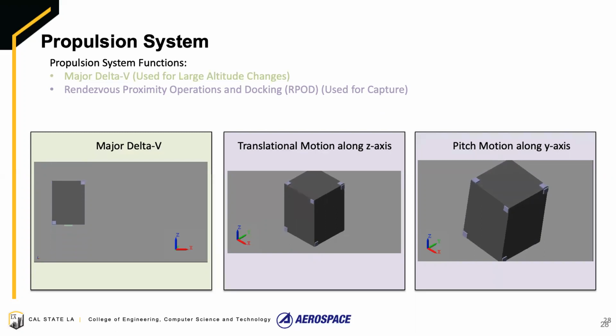The second function is that our propulsion system must be able to perform rendezvous proximity operations and docking, RPOD. This will allow our SmallSat to orient itself when capturing debris. In the purple boxes, one can see the RPOD simulations. So our SmallSat has 6 degrees of freedom. It has X, Y, and Z translational motion capabilities, as well as roll, pitch, and yaw motion capabilities. For the sake of time, we're only showing the translational motion along the Z-axis and pitch motion along Y-axis.